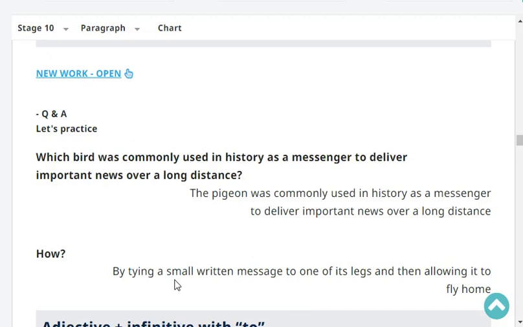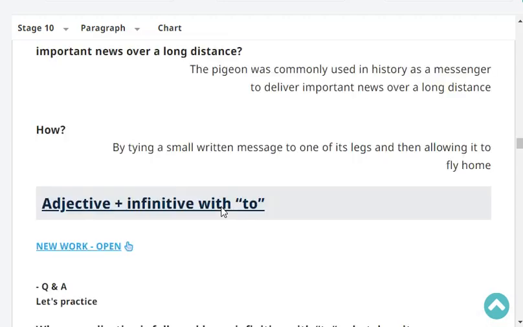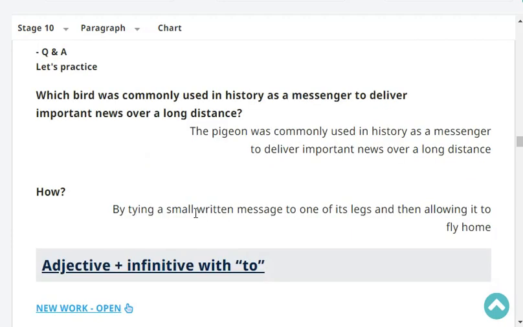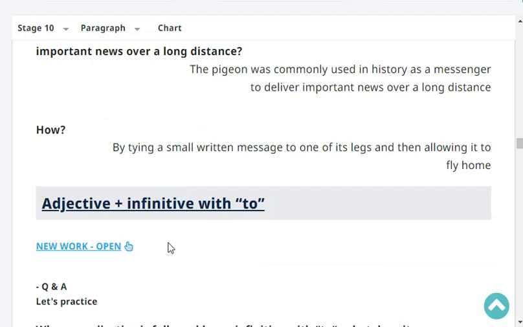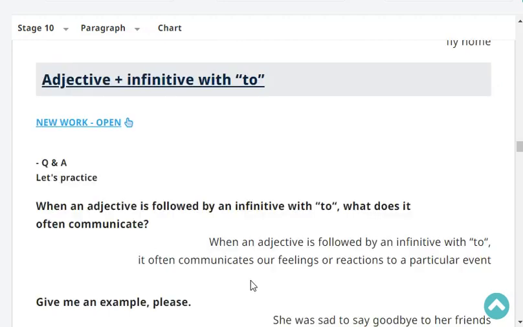Which bird was commonly used in history as a messenger to deliver important news over a long distance? The pigeon was commonly used in history as a messenger to deliver important news over a long distance. How? By tying a small written message to one of its legs and then allowing it to fly home. Very good.